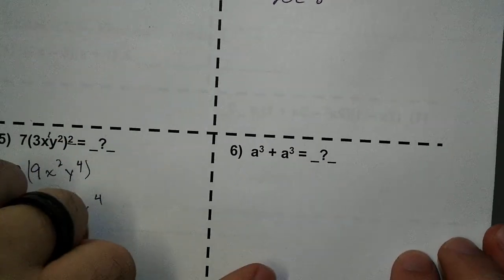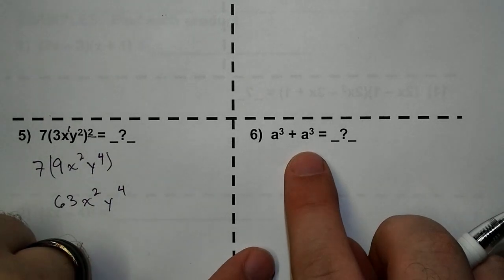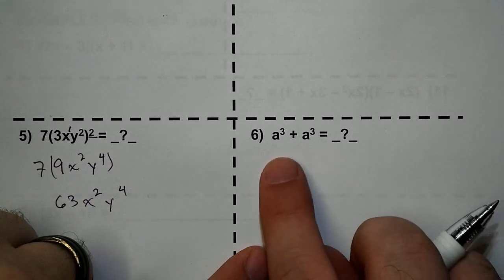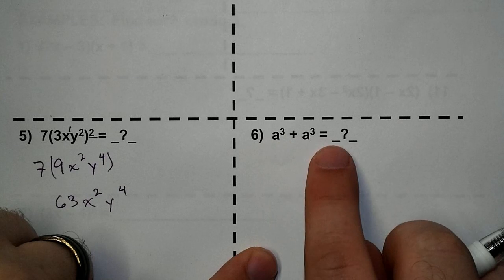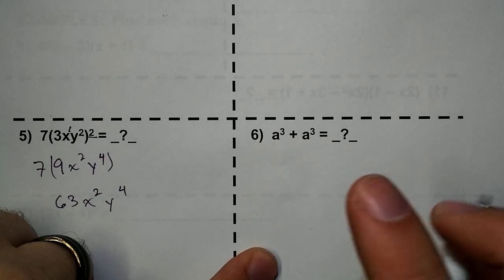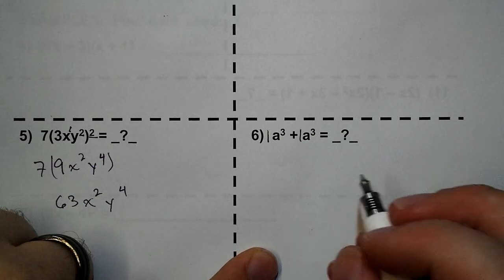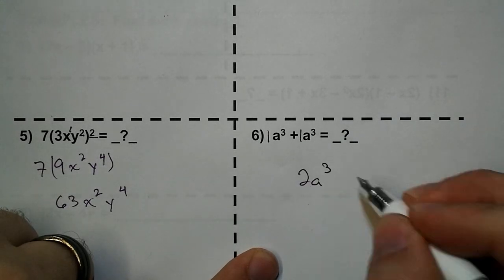Okay, number 6. Hopefully you guys can see these and you can answer them very quickly. There's not a multiply, there's not a power rule, there's no crazy rules. These are just like terms. They're both a to the third. Well, how many? There's 1 here, there's 1 here. What's 1 plus 1? Good, so it's 2a to the third.